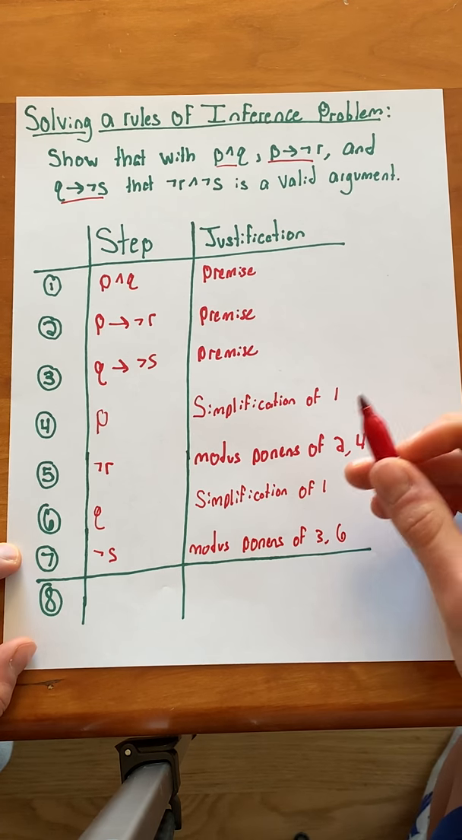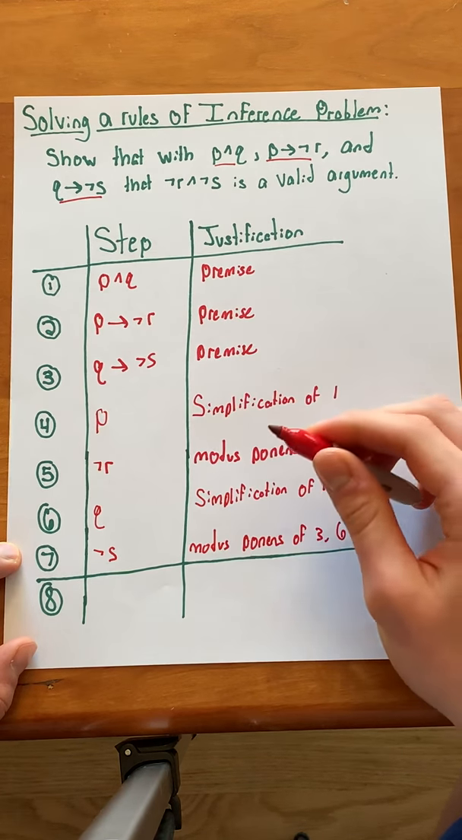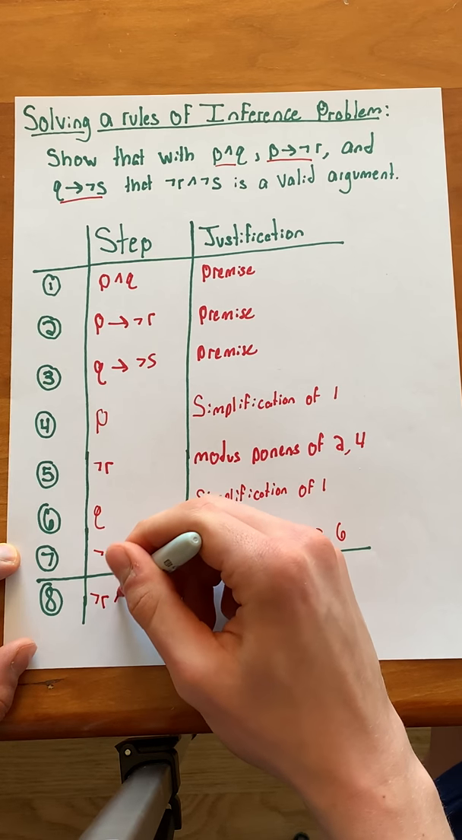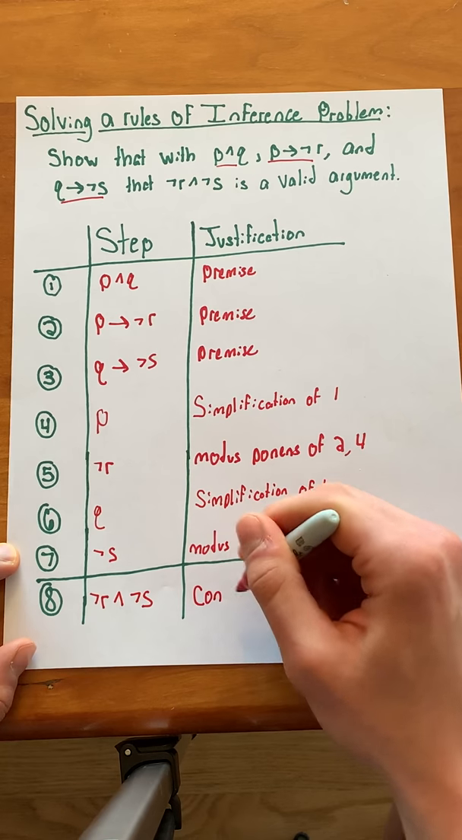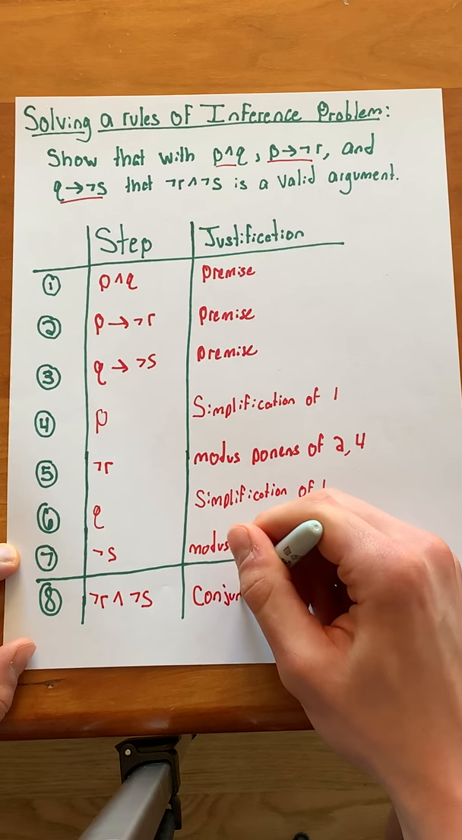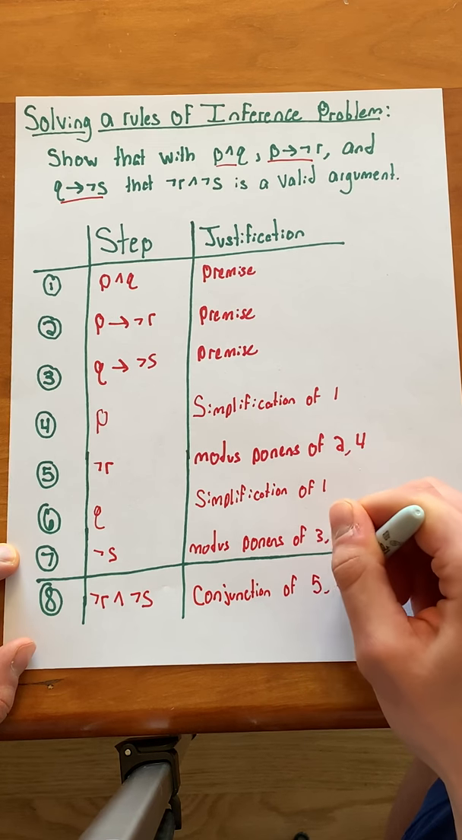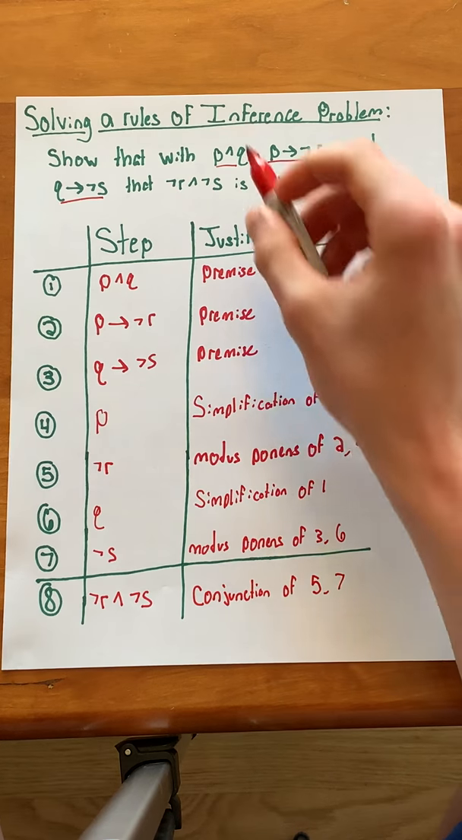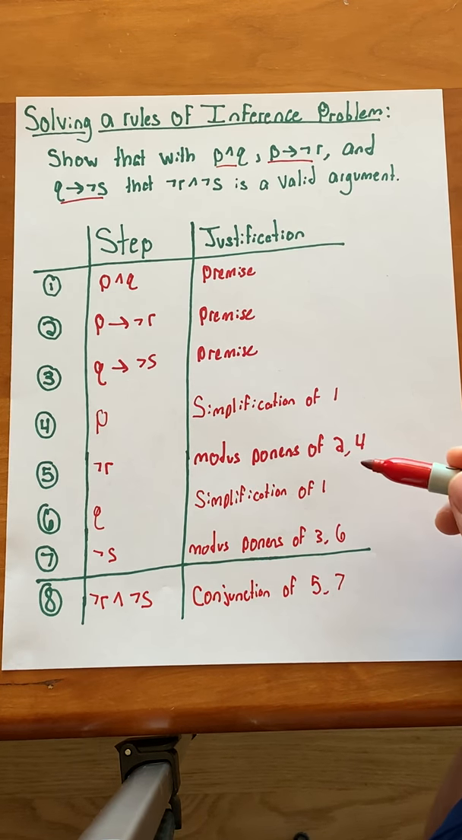Finally, we can prove that not R and not S is a valid argument. If not R is true and not S is true, it's the case that not R and not S is true. And this is a conjunction of 5 and 7. So, we have essentially used the premises to show that not R and not S is a valid argument.